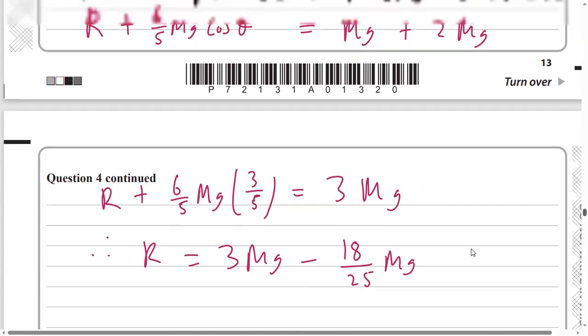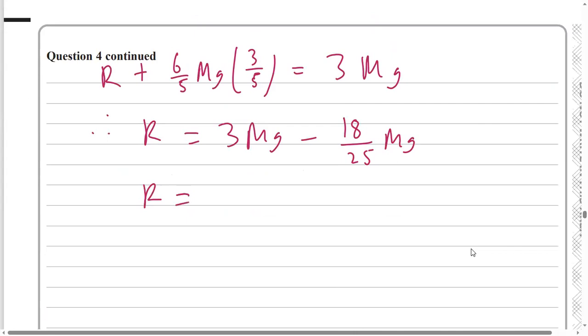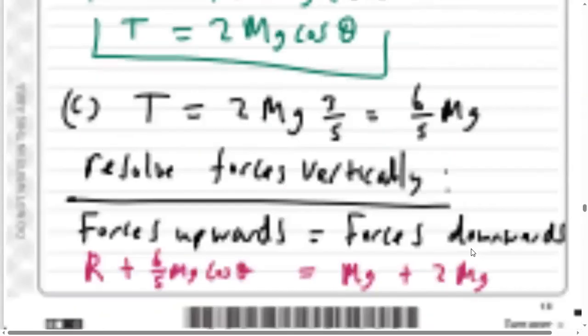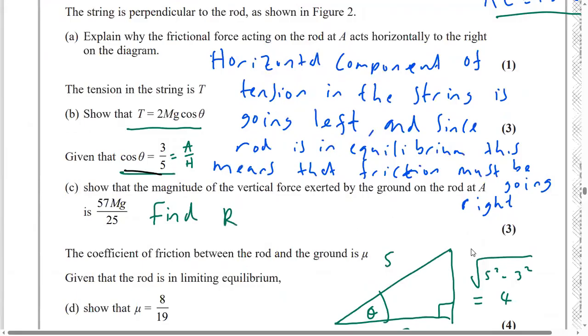Okay, so that's that. And then now we can just simplify our result. So 3 is the same as 75 over 25. So 75 over 25 mg, take away 18 over 25 mg. And then we've got a common denominator, 25. 75 take away 18, that's going to give us 57. So 57 over 25 mg, that's going to be our reaction force. And that is exactly what we had to get. So we had to show that the reaction force is 57 mg over 25, and we've just done that there.